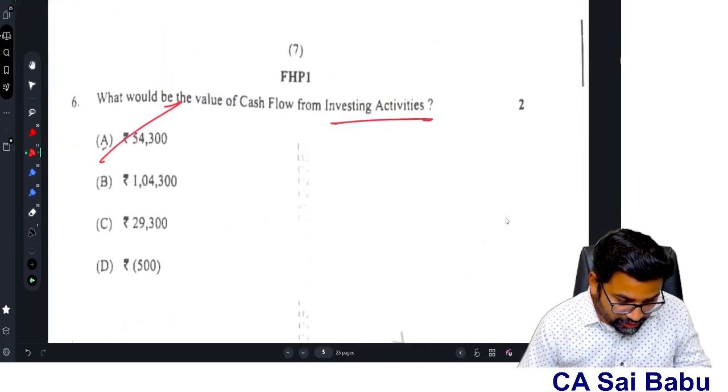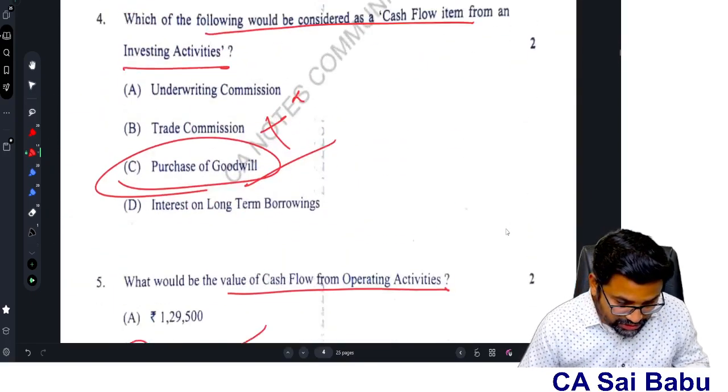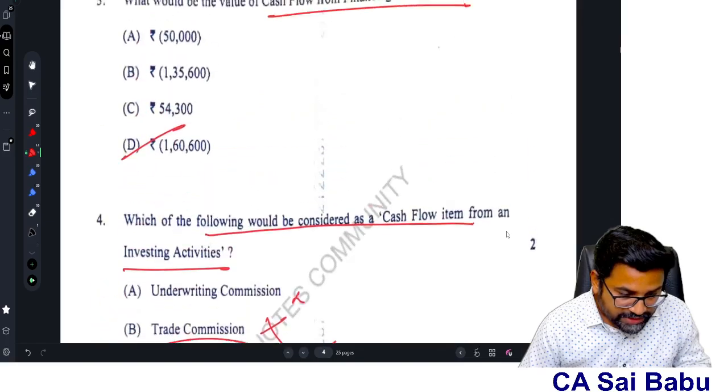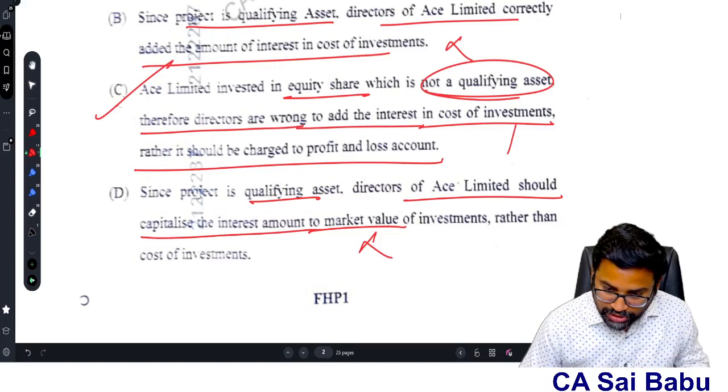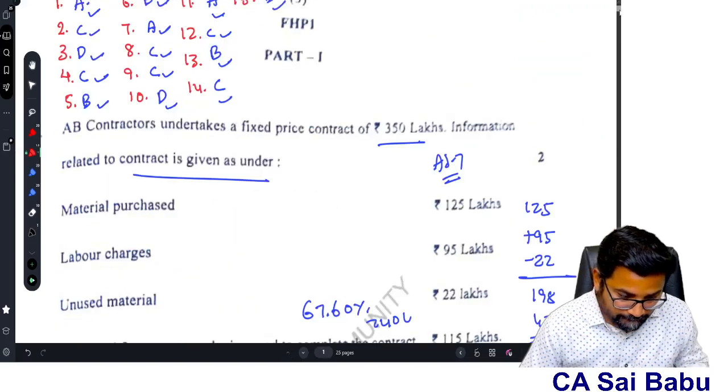Maybe I think I have not considered this 50,000 in my original answer, so I think A is the correct answer, not this one. So in the beginning you can update.